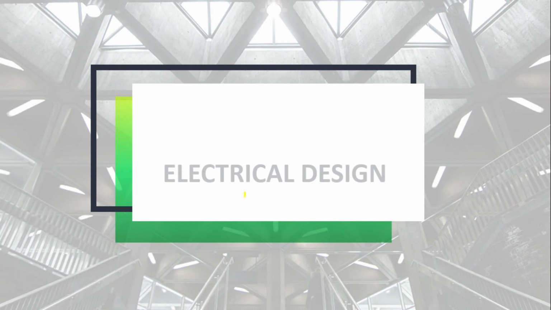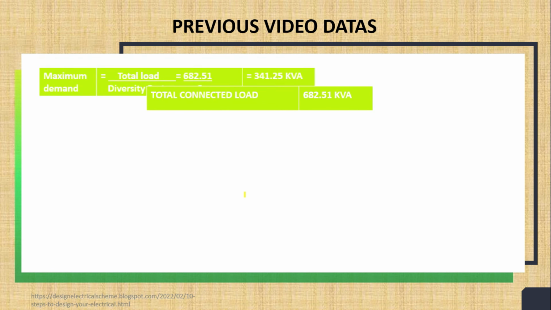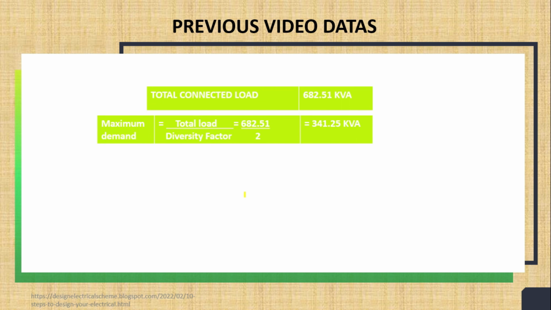So, we were discussing electrical system designing. We found out the total connected load as 682.51 kVA and the maximum demand as 341.25 kVA and the selected incoming voltage as 11 kV.